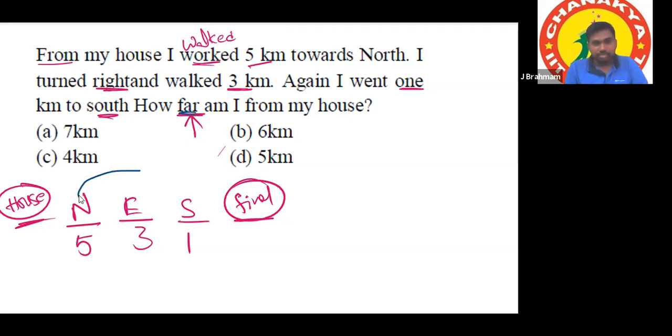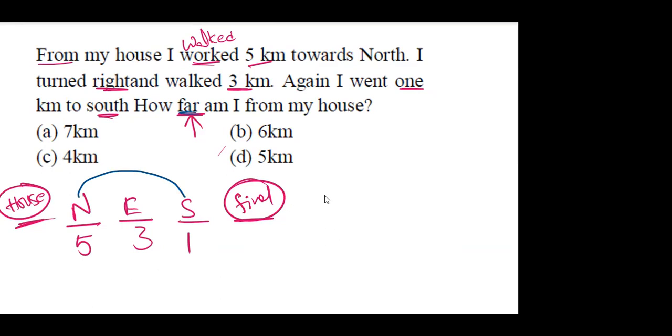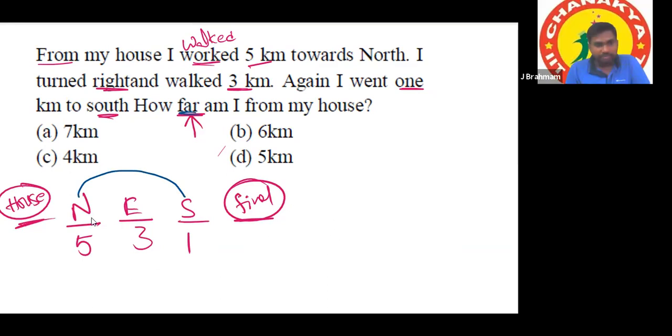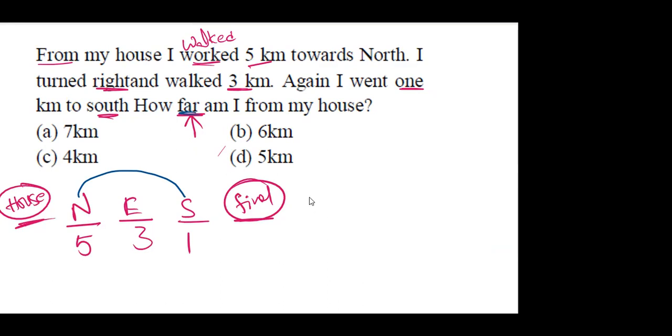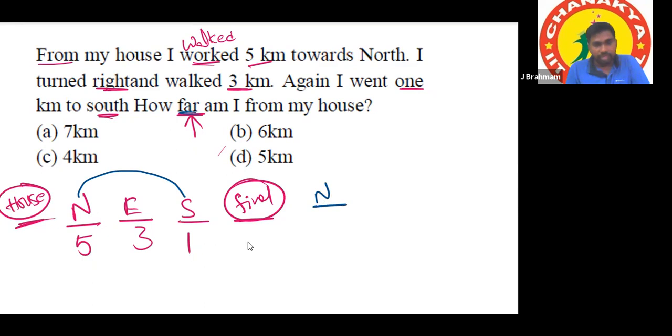Tell me, north and south come under which category? Same polarity or opposite polarity? Opposite polarity. Which is bigger, north or south? North is bigger. What is the difference? 5 and 1, so 4 is the difference. And the next, east, will not come under any category. That's why I'm taking east directly. How much? 3 kilometers.